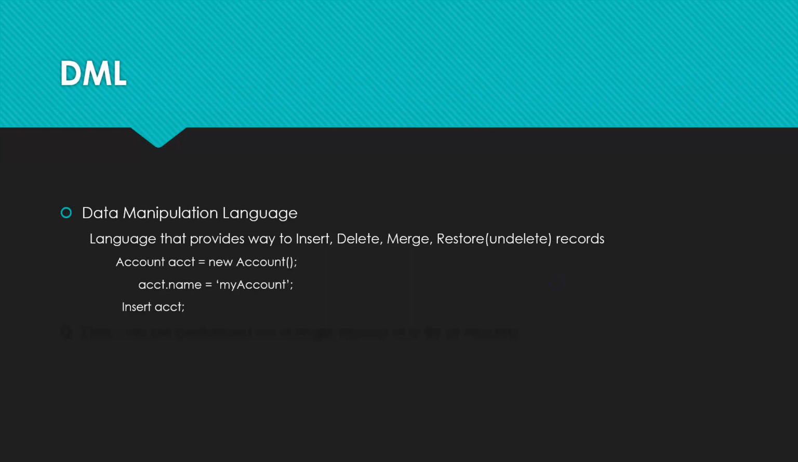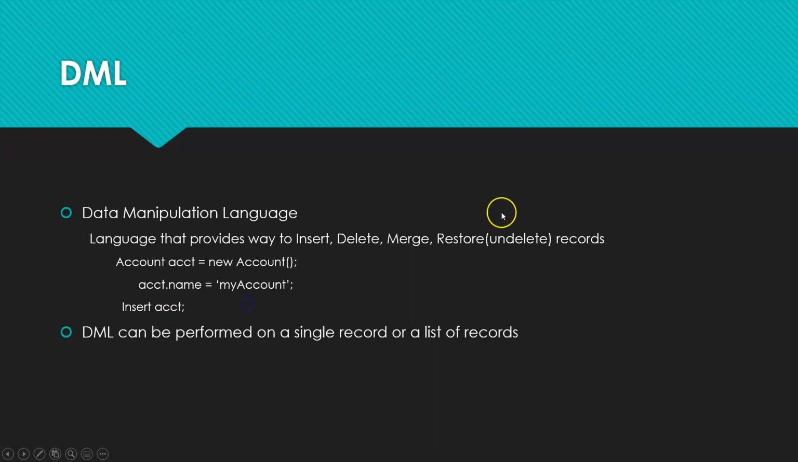So here's an example of what that syntax looks like. Here you can see I'm declaring an account. I am naming the account my account, and then I'm using this keyword insert, and I'm actually inserting that account I just created directly into the database using Apex and this DML statement. And DML can be performed on a single record, in this case this account, and it can be performed on a list of records or a collection.